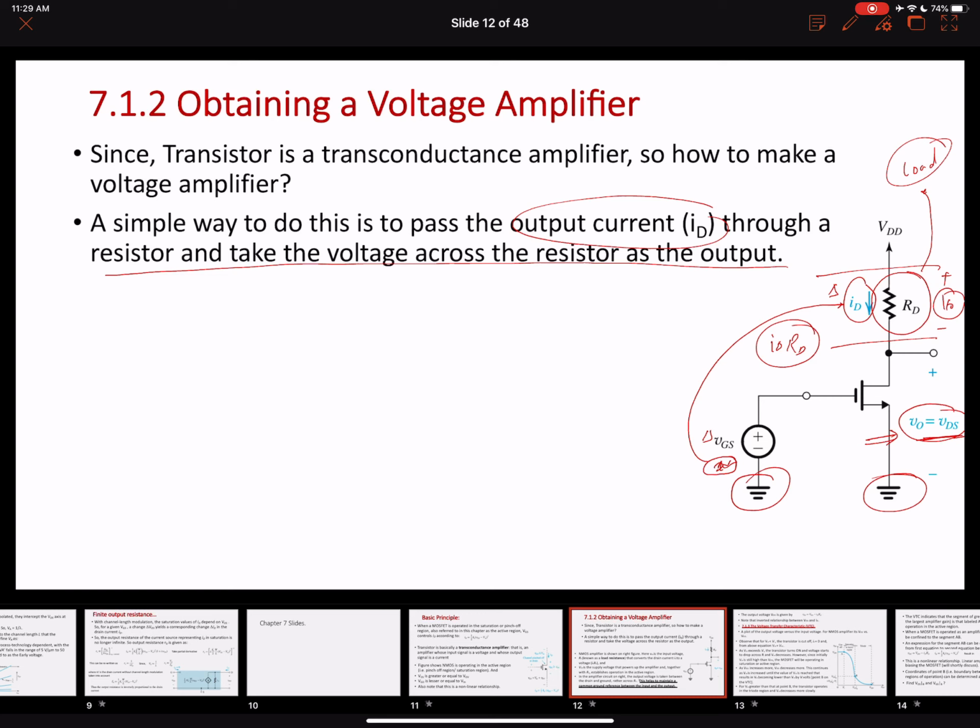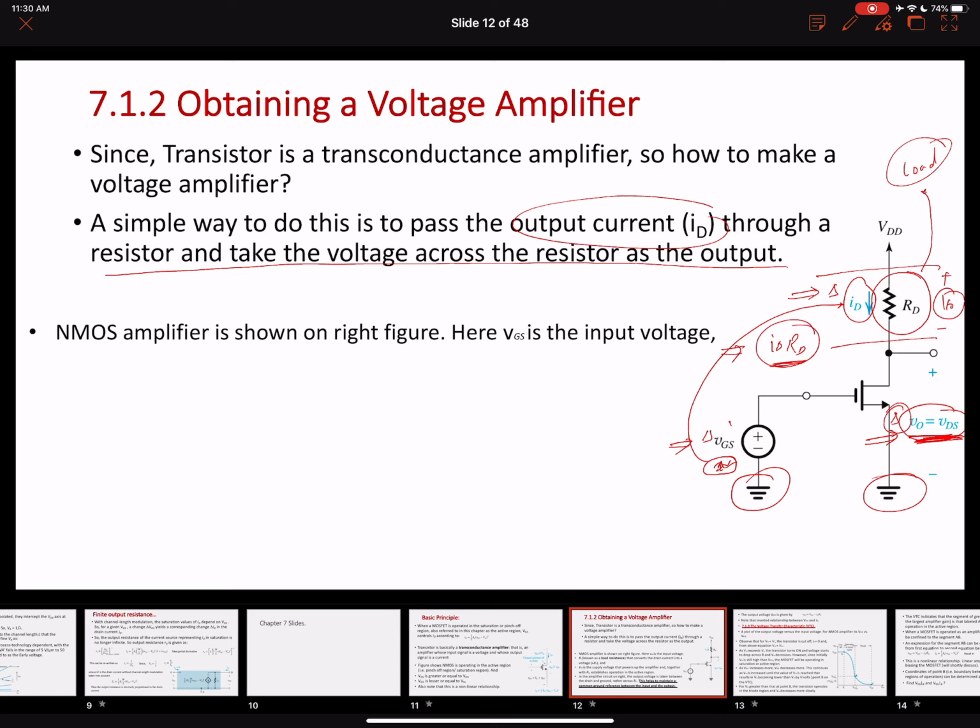Now we will see that our basic concept remains the same. What is happening is still that our changes in VGS translate to changes in the current. That changes the drop across the resistor, IDRD. So our output will change accordingly, and we're going to derive an equation for that. Okay.